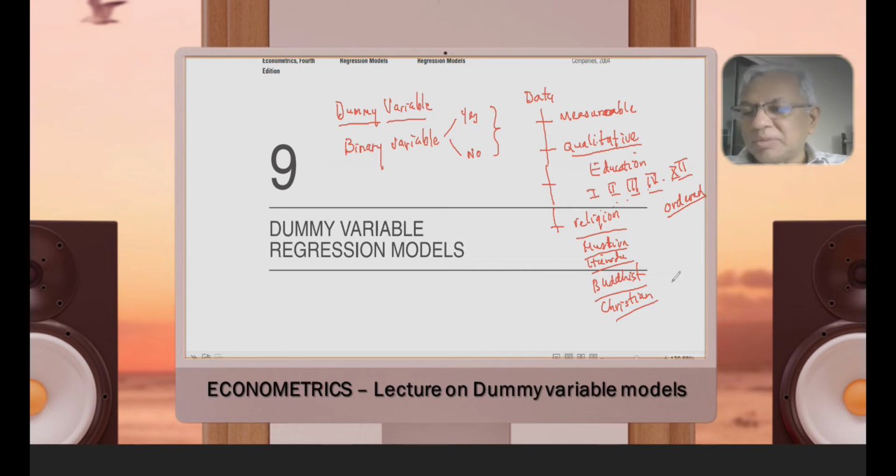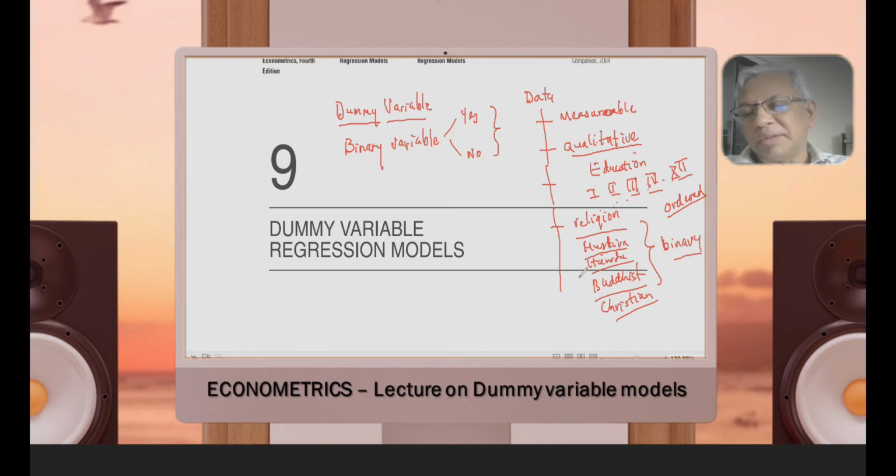So there are two types of qualitative variables. Some qualitative variables are ordered qualitative variables. Some variables are not ordered, but still quality. Each religion's people represent a set of values, and that may explain his or her behavior in real life. So if I want to use religion as an explanatory factor for certain human behavior, then I need to use a dummy variable. But this dummy variable will be pure binary.